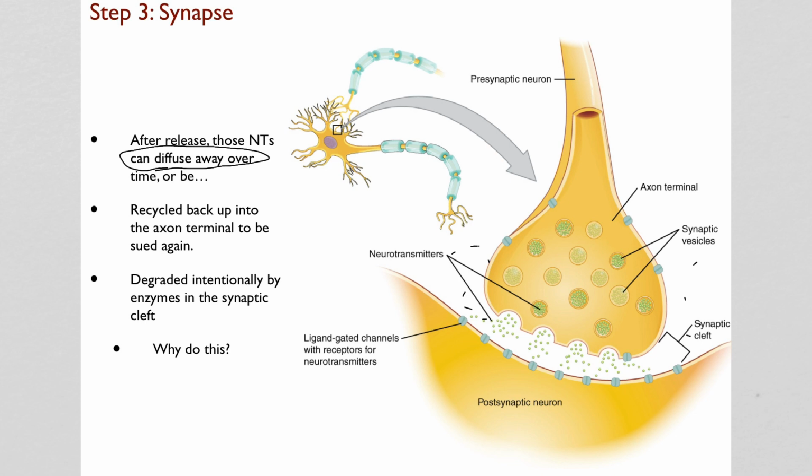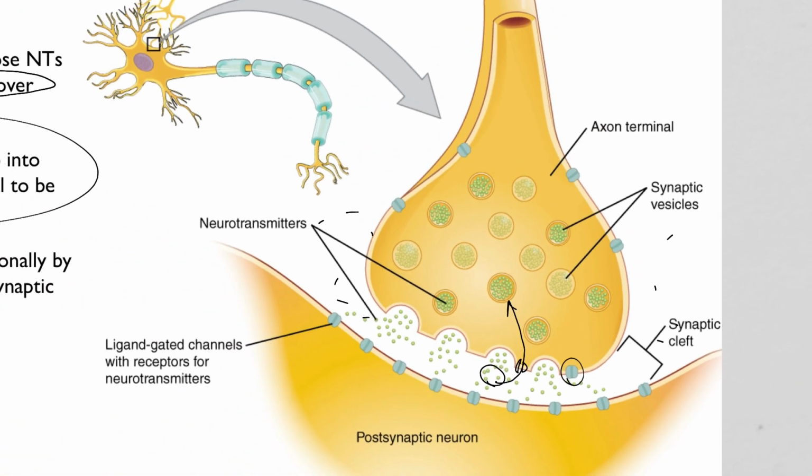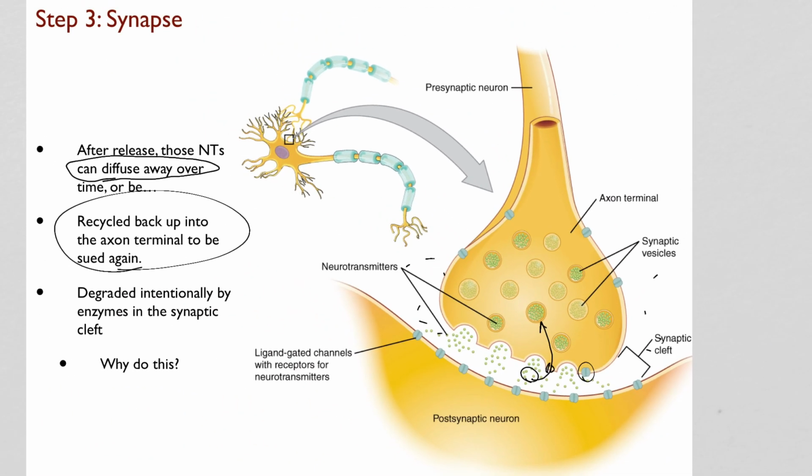Option two, you can have recycling back into the axon terminal. In that case, you would find active transport pumps or channels like this guy in the axon terminal membrane, and they would take the neurotransmitters and pump them back up in to get reused a second time, and a third time, and a fourth time. Since you're removing them from the synaptic cleft, recycling is another way to get rid of the neurotransmitter. There are a handful of drugs that work this way.